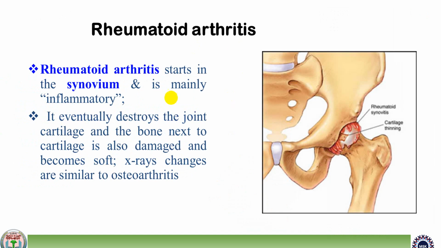روماتويد arthritis هذا purely او mainly inflammation وقلنا الانفلاميشن يبدأ بالساينوفيوم وبعدين يتطور يوصل للارتيكولار كارتليج وبعدين يوصل إلى البون according to the stage of the disease.